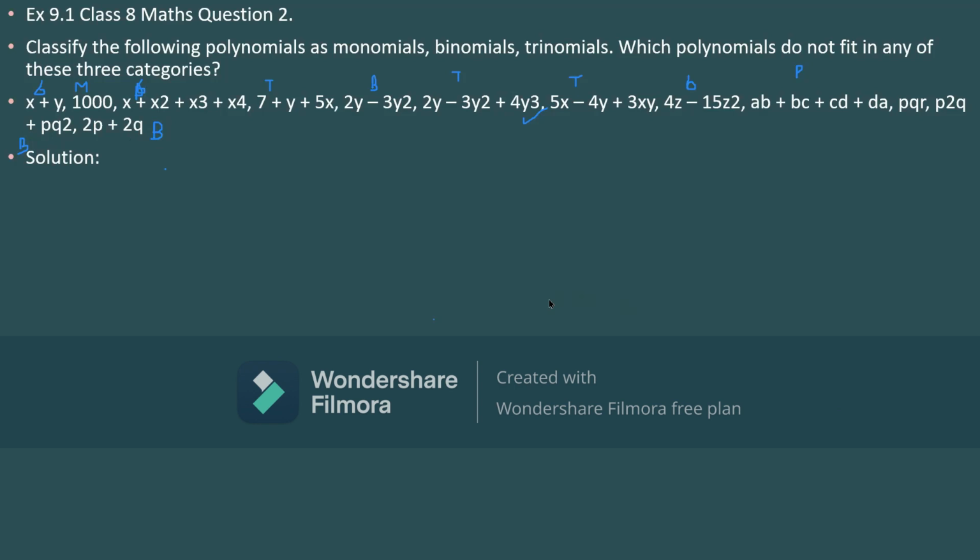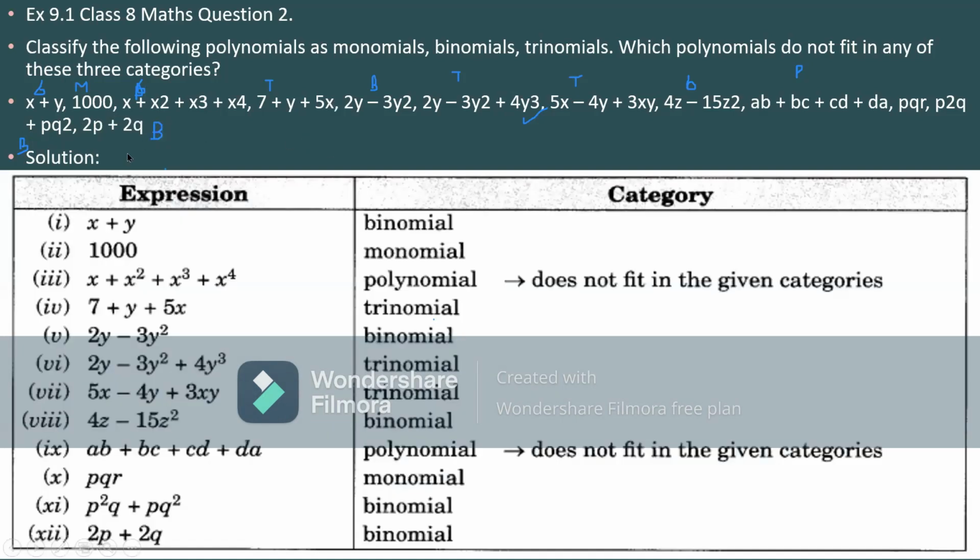Booyah! Oh, let's go. So, what will I take first? Binomial, monomial, polynomial. That's P. Next one is trinomial, binomial. Again, trinomial. Again, binomial. Again, polynomial. Then, monomial. How monomial? Yeah, PQR is a monomial. Next one, binomial, binomial. Are you clear?